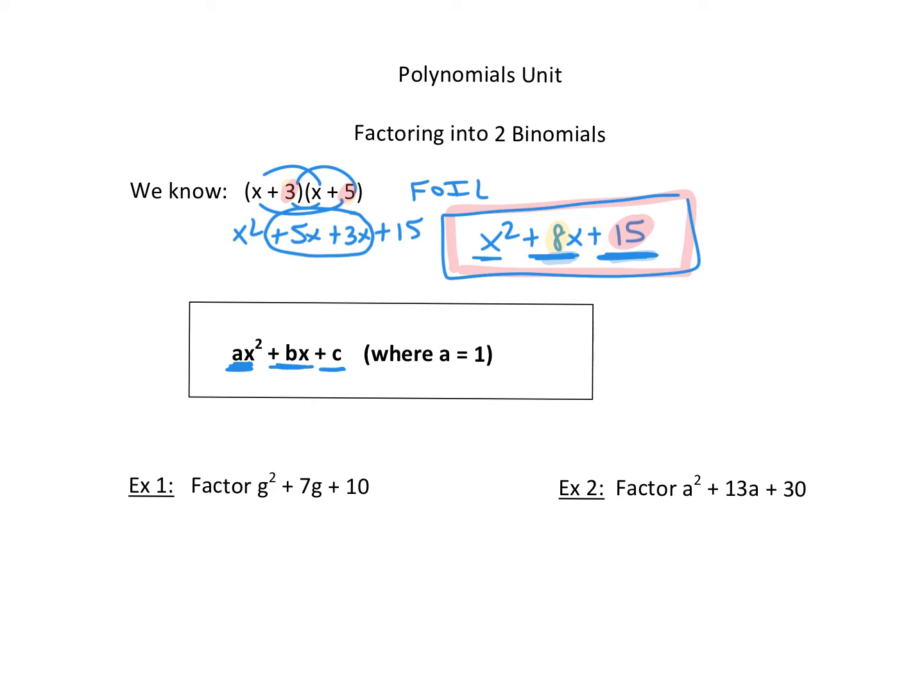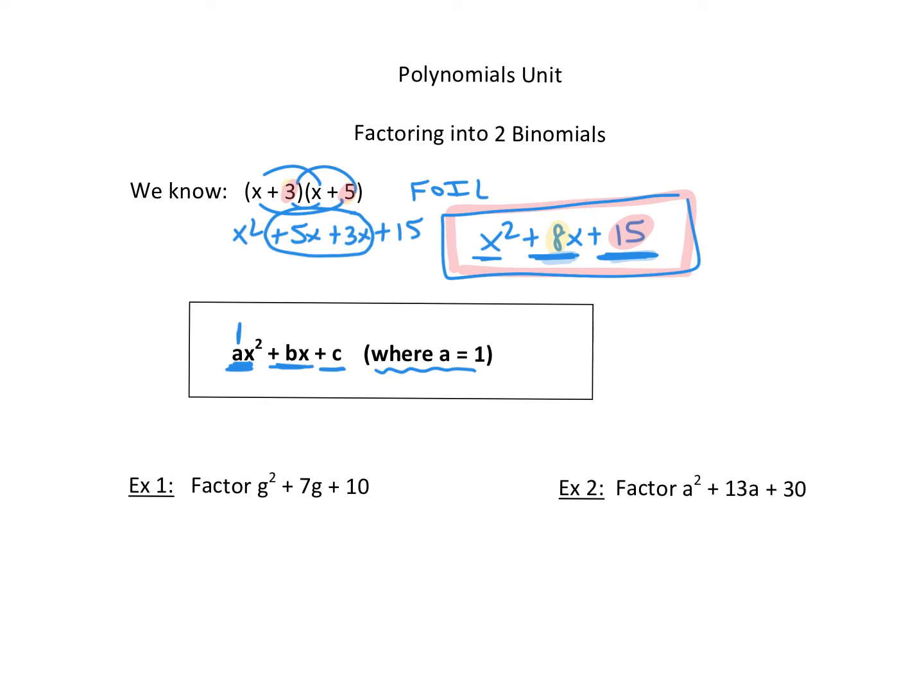Okay, so right now all of our answers are going to have an invisible 1 in the place of a. So that's why I have in parentheses where a equals 1. They get harder when a does not equal 1, when it's a number other than 1. So we're going to look at those tomorrow or the next day.